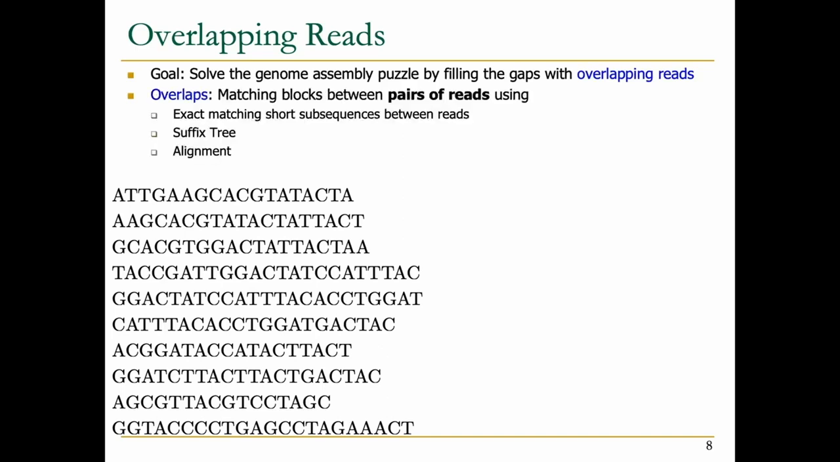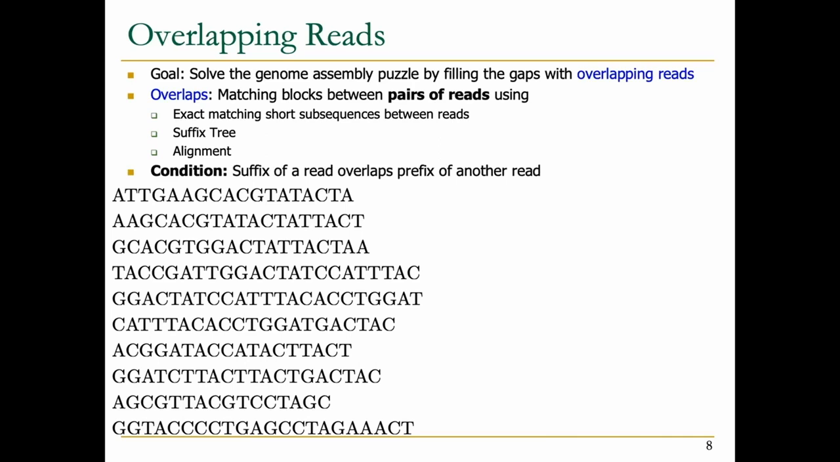And overlaps are essentially matching blocks between pairs of reads. And there are certain approaches that we can use to find these overlaps. For example, we could just look at exact matching of very short subsequences between read pairs. We could use suffix trees, or we could use alignment, etc. There are many approaches to do that. And the easiest is usually considered to be finding the exact matches between short subsequences of reads, because you can use very efficient data structures to find these matching blocks very efficiently, very easily.